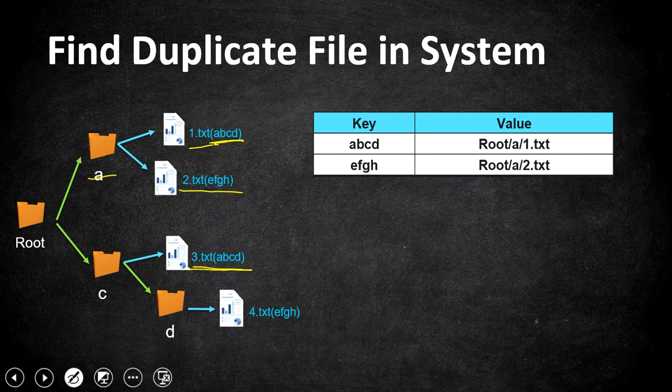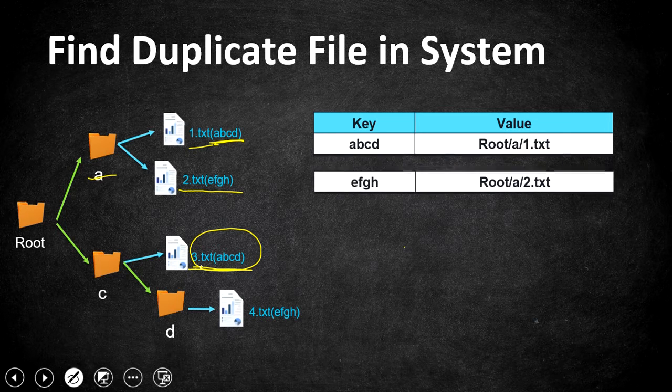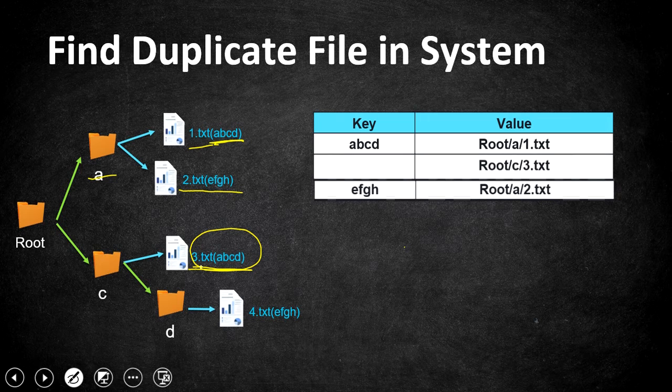We have already added ABCD in our hash map, so we have to group the paths based on the data. In that case, if we want to enter this text file's data into our hash map, instead of creating a new entry, we are going to add to the list of the existing entry. So under ABCD, we are adding the path root/c/3.txt to the list. In the same way, moving on to our final text file, which is 4.txt, which again has the same data EFGH, instead of adding a new entry, we are going to append this path root/c/d/4.txt to our EFGH key itself.